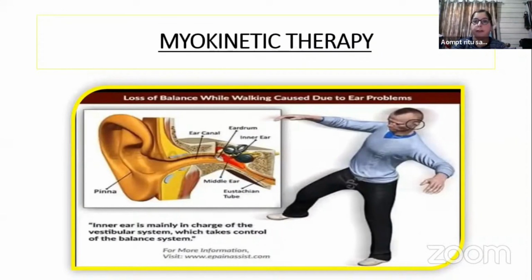And if the patient is having a balance problem, the problem is in the ear, the vestibular system, and the balance is going to be disturbed. So there also we work as myokinetic, where we train for the balance or we train the vestibular system. So it can also influence their balance. We see this as myokinetic therapy, because one activity is influencing the other activity.